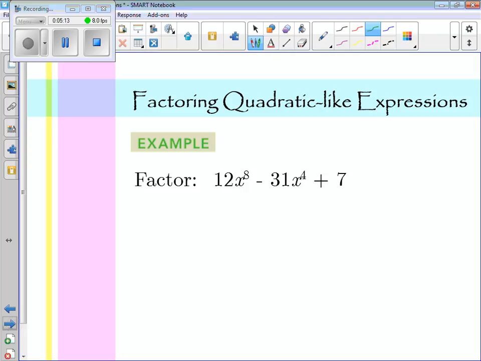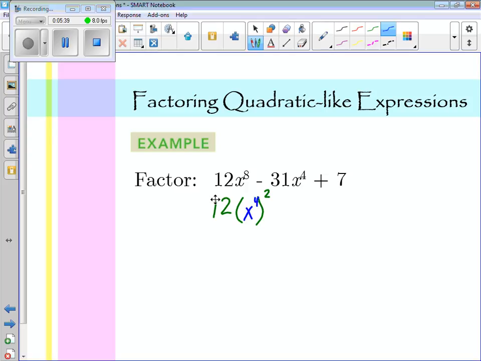Next, we have 12x to the 8th minus 31x to the 4th plus 7. Looking at x to the 8th, I've got to make that x squared. So what can I put here that will make this a squared term? Well, x to the what power? Power to power multiply, so it's got to be 4.